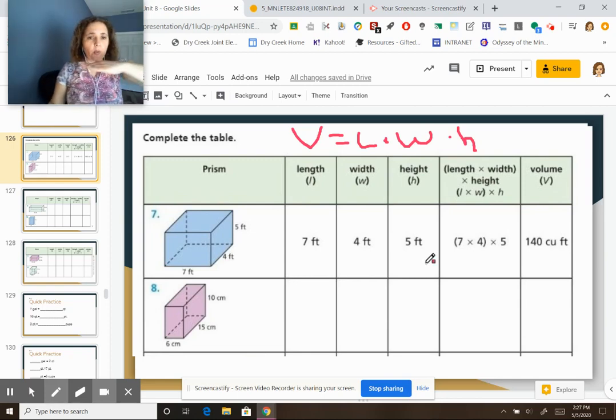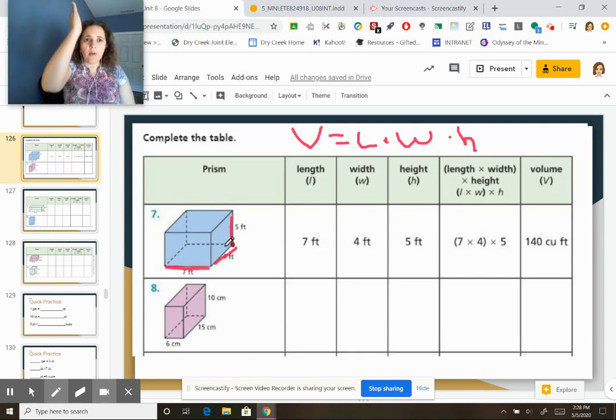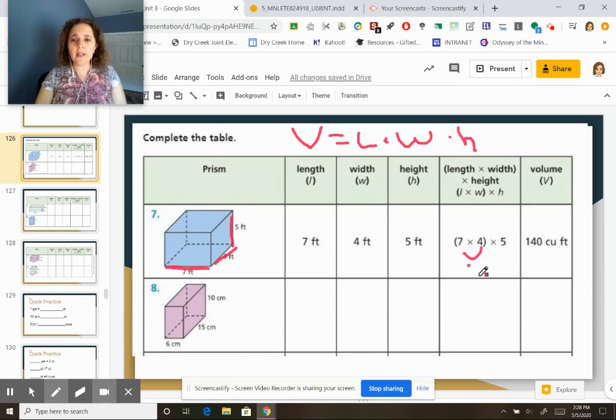So remember, length is going across. So here in this figure, I can see my length. See, this one's going straight across. My length is 7 feet. My width is my depth, how much it's going in. Which was here 4 feet. And then my height, up and down, my height here is 5 feet. So I can multiply 7 times 4, which gives me 28. And then I multiply that times 5.